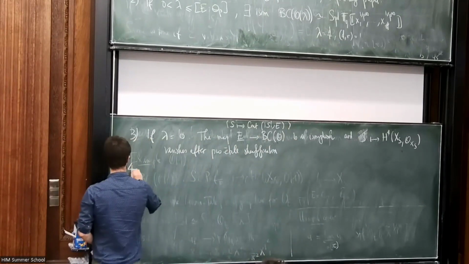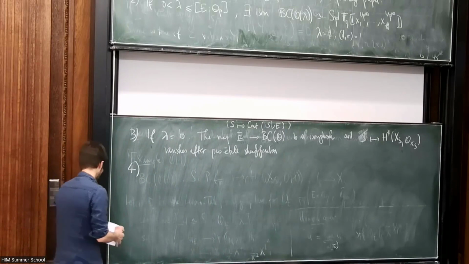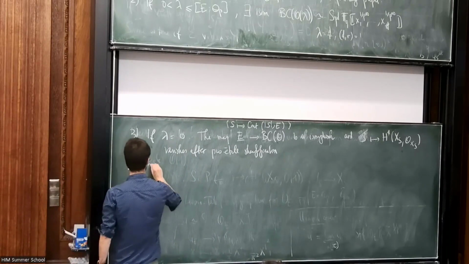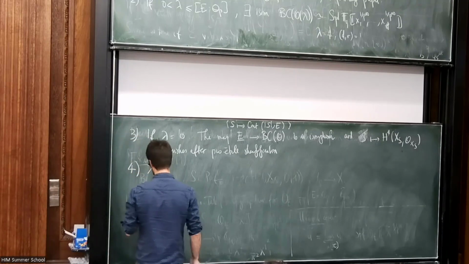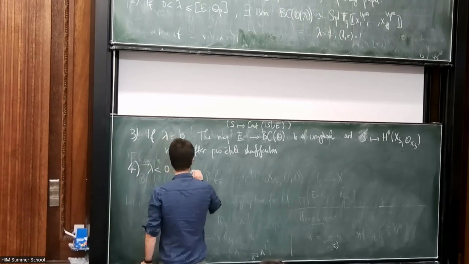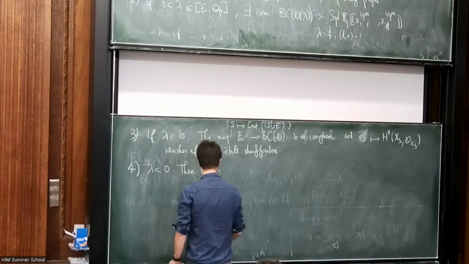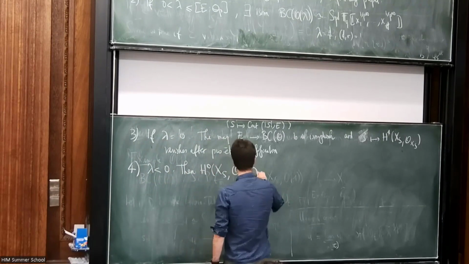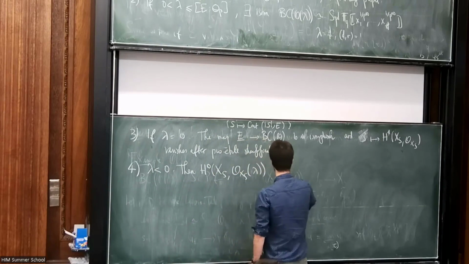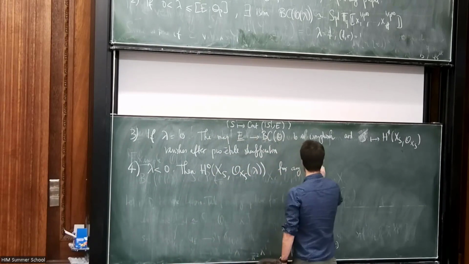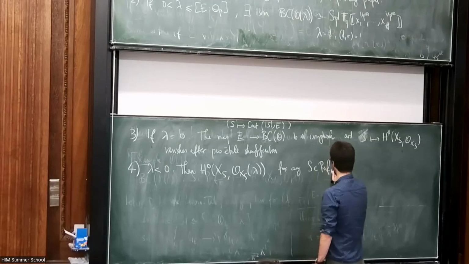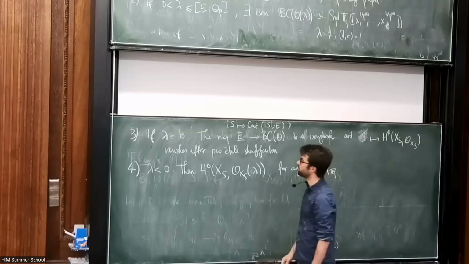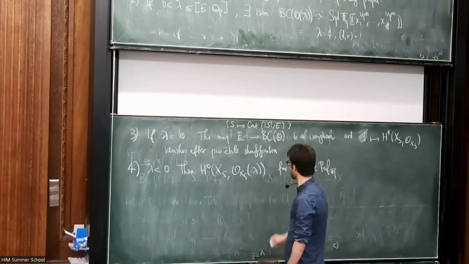Okay, and let me just state the last point, which is the case where lambda is negative, then the opposite situation happens. So then we know that H0 vanishes for any perfectoid space S here.